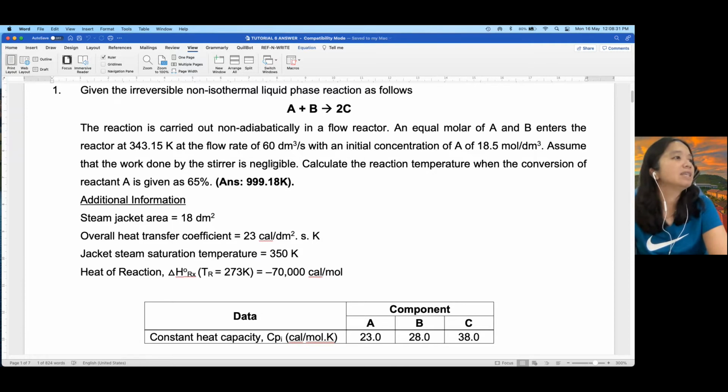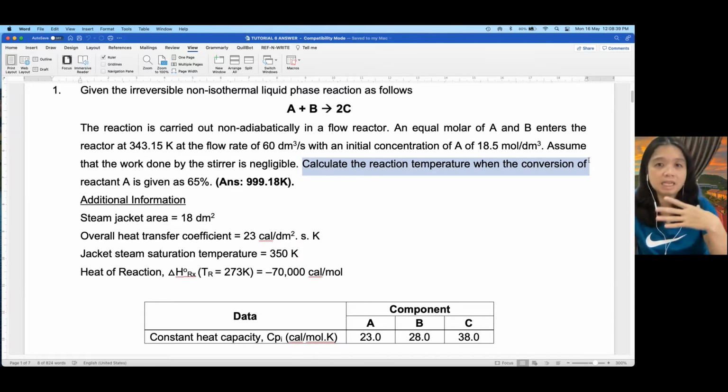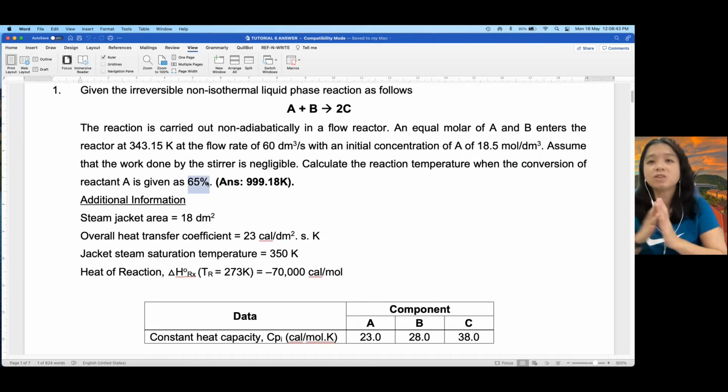Okay, so next they say calculate the reaction temperature. So they want to know T. I know T naught, because it's isothermal at the inlet, and I have to determine T when the conversion is given as 65%. So they give you the conversion. The conversion is 65%, or in terms of fraction, 0.65.